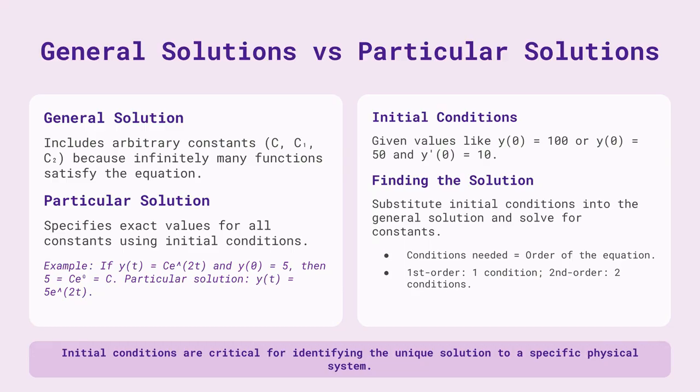A general solution includes arbitrary constants, because infinitely many functions can satisfy the differential equation. A particular solution specifies exact values for these constants by using initial conditions, such as y(0) equals 5. This allows us to find the unique solution for a specific system.